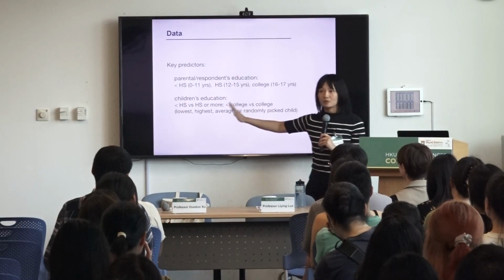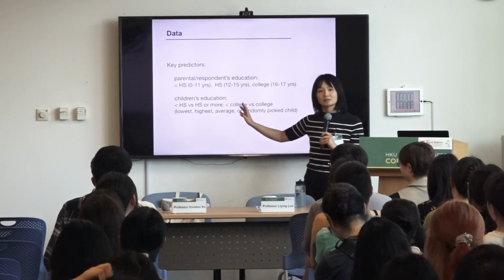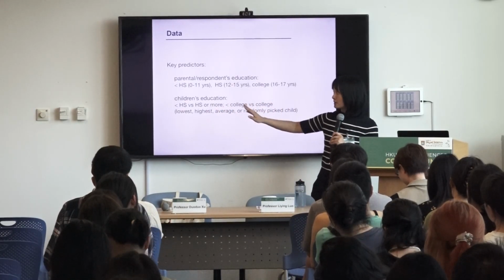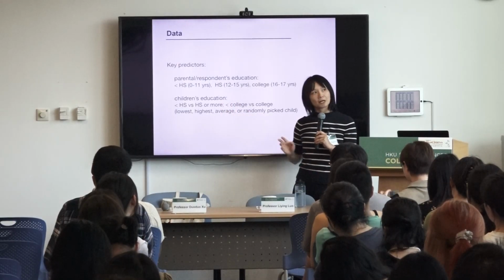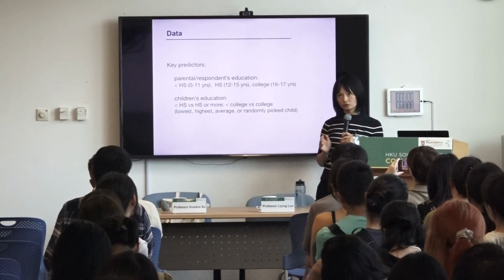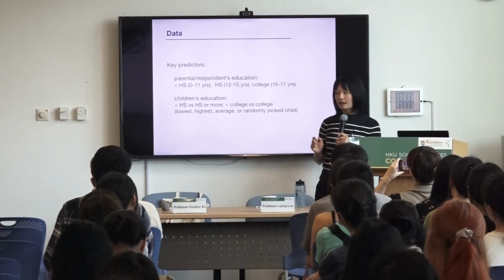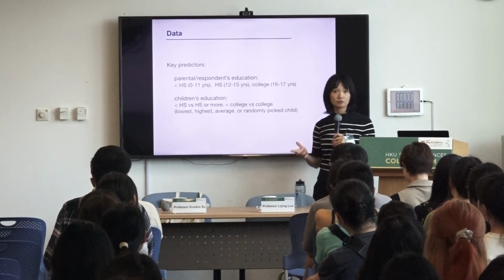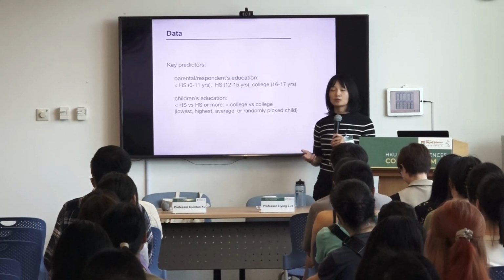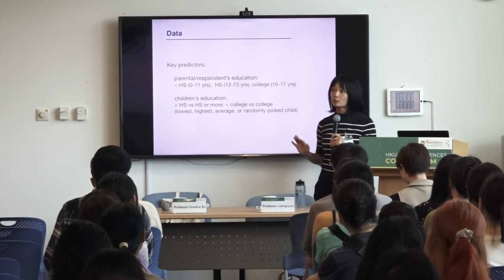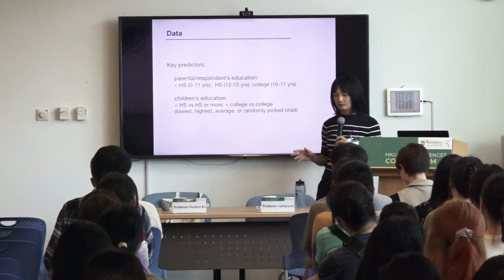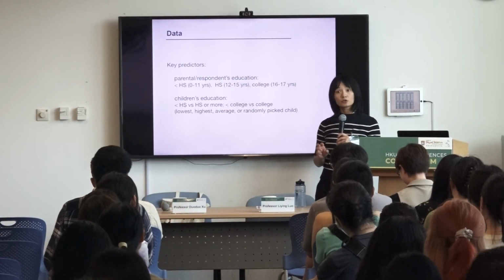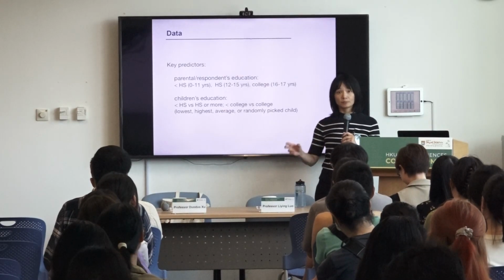Also, one complication associated with children's education is that over 92% of our respondents have reported more than one child. By child, we mean either a biological child, adopted child, or stepchild. So more than 92% of them reported more than one child, and the question is which child to pick.